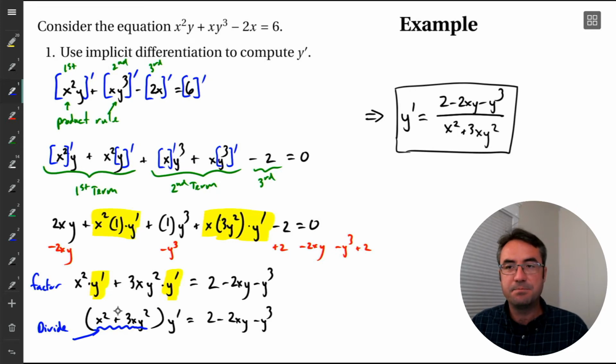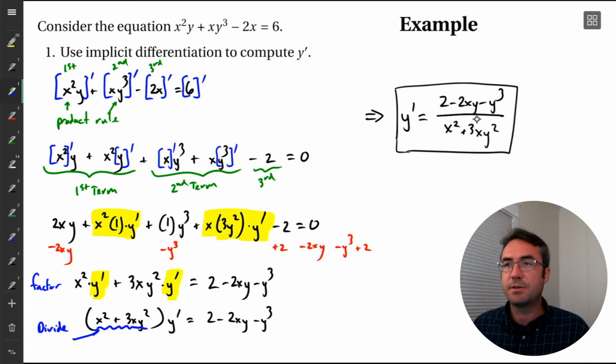And then you'll have this kind of big complicated piece in front of your y prime, and you just divide by that and get it over to the other side. So you're getting all the y prime terms on the left, and all the terms that don't have y prime on the right. When you look at this, there's no y primes on the right side. But there are x's and y's, so that's perfectly fine.